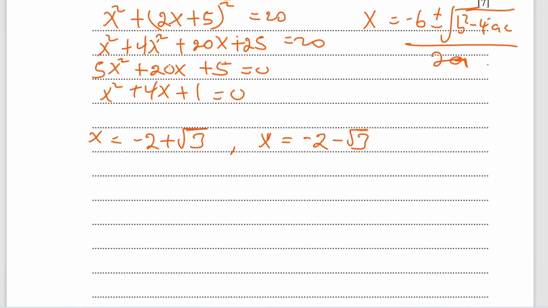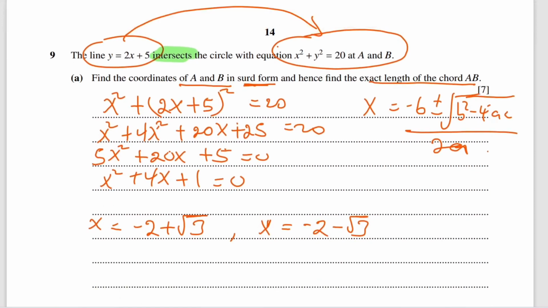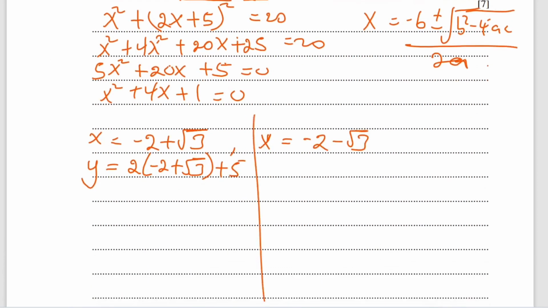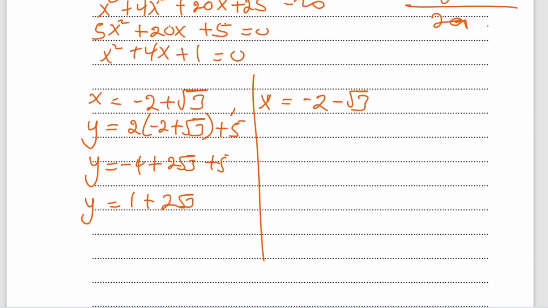All right. Now, if this is the case, then we need to put it into one of the y's to find the corresponding y value. And I'm going to put it in the first y because it's easier to work that way. It's 2x. So 2 times my x and then plus 5. All right. And that is going to give me y is equal to negative 4 plus 2 root 3 plus 5, which is basically 1 plus 2 root 3. Okay. And so that point is negative 2 plus root 3, comma, 1 plus 2 root 3.